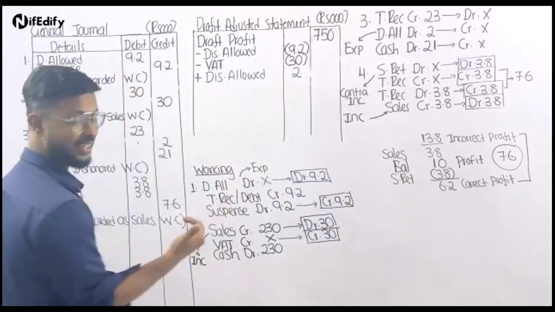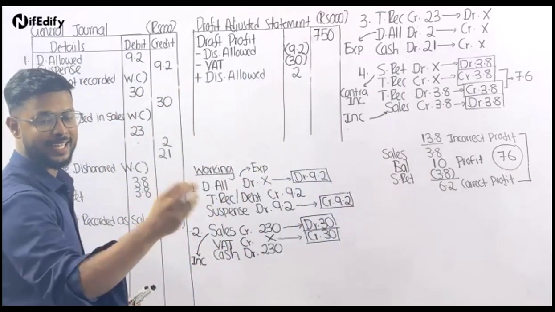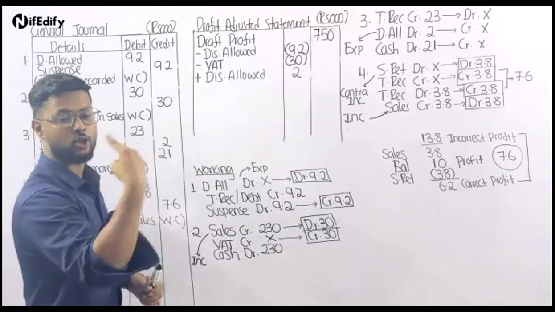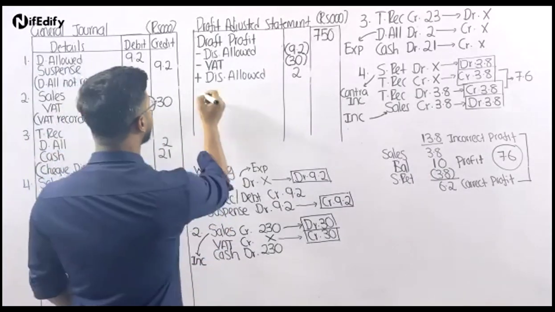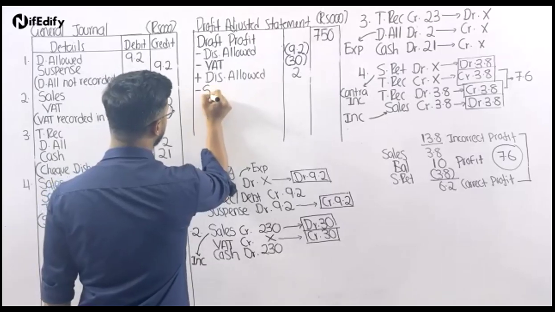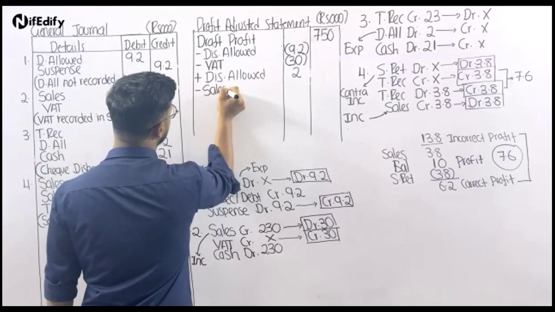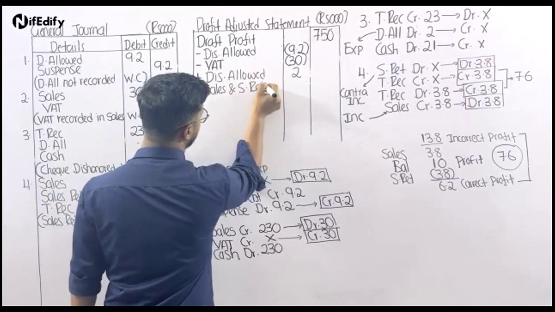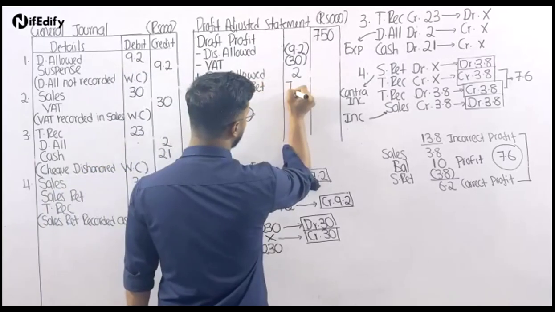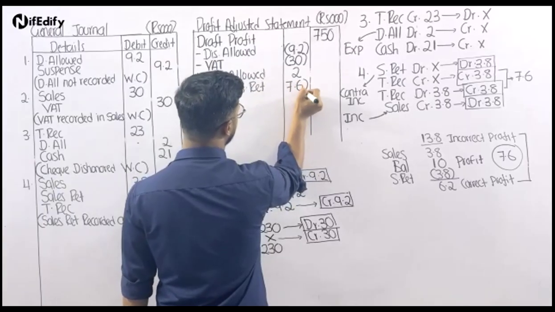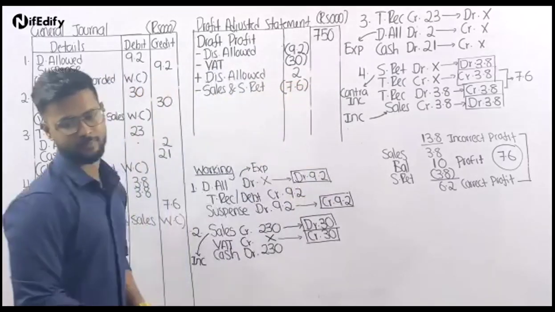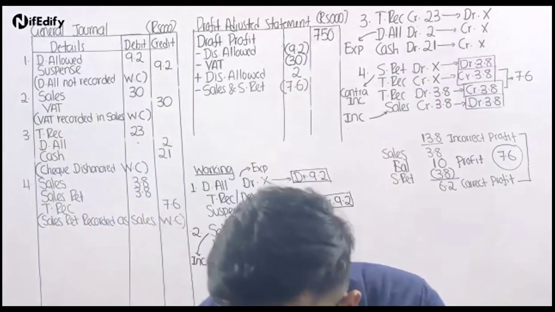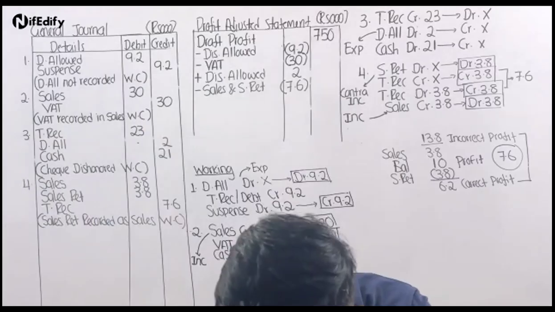So now my profit is increased twice. So I need to reduce it twice. So I can say sales and sales return, how much is it? 7.6. That's a beautiful adjustment, isn't it? So that's basically the fourth adjustment.